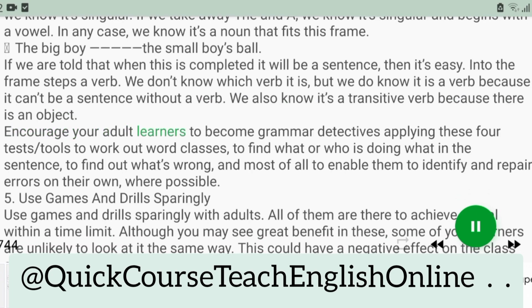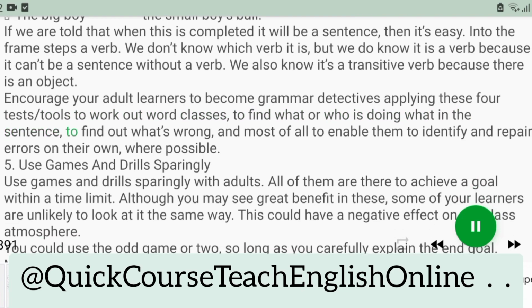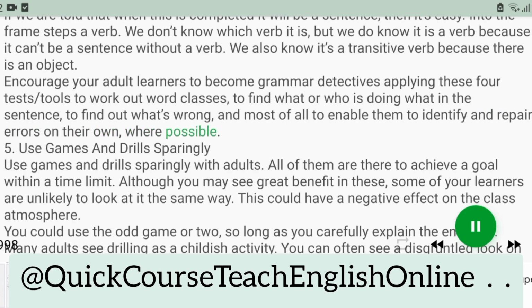Encourage your adult learners to become grammar detectives, applying these 4 tools to work out word classes, to find what or who is doing what in the sentence, to find out what's wrong, and most of all to enable them to identify and repair errors on their own, where possible.